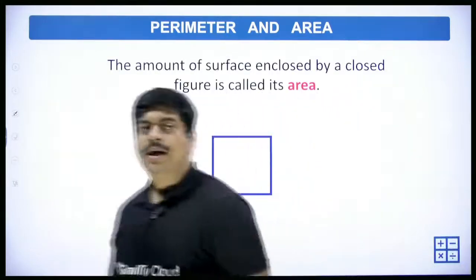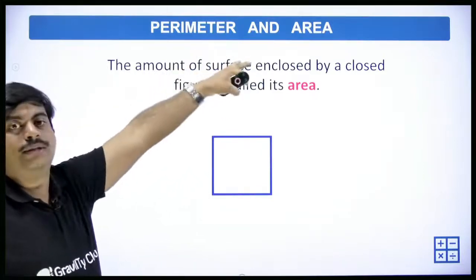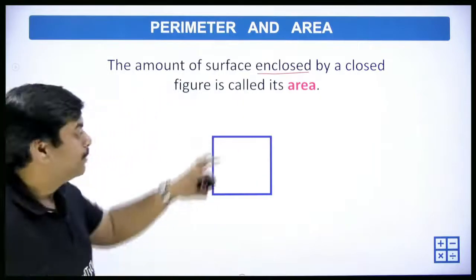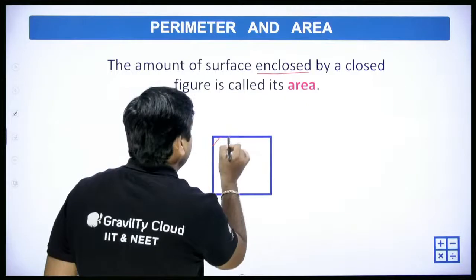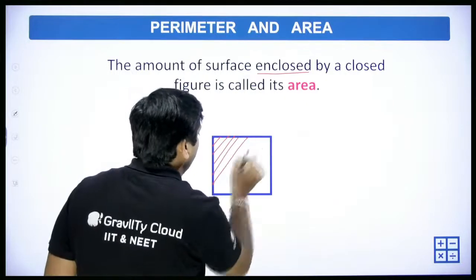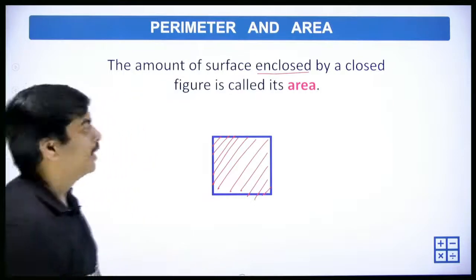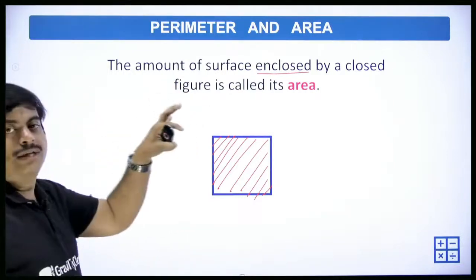In this figure, whatever the amount of surface enclosed, what do you mean by enclosed? Enclosed means the area inside, whatever the space inside, so that is called enclosed, right? The amount of surface enclosed by a closed figure is called its area.